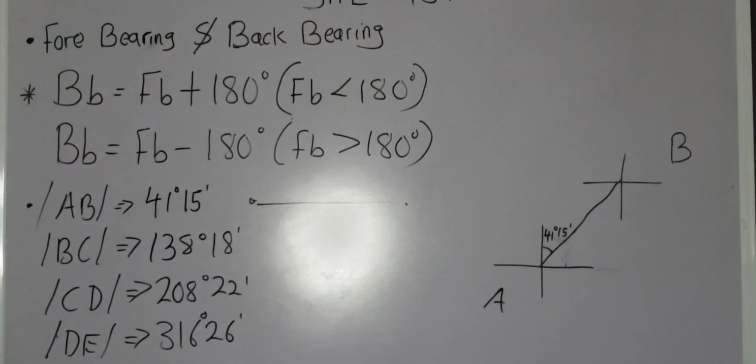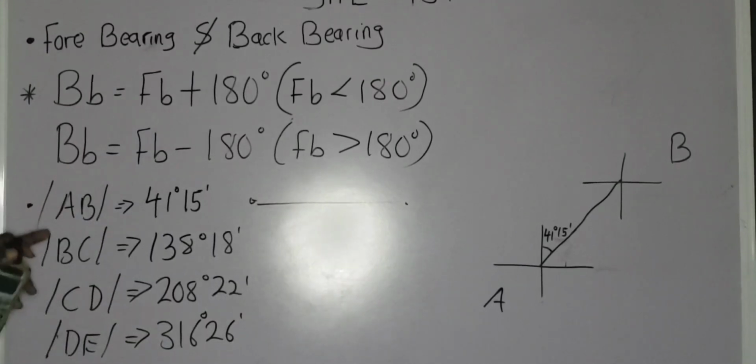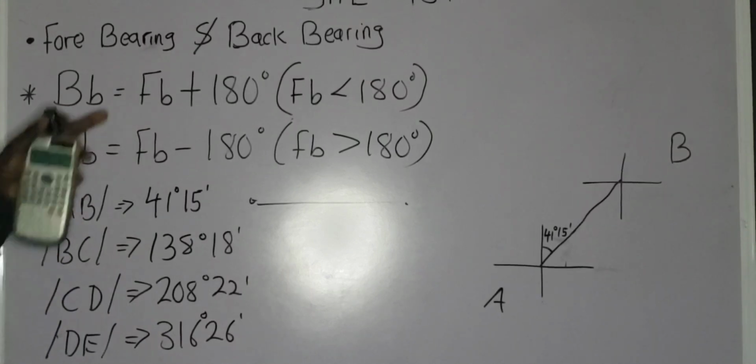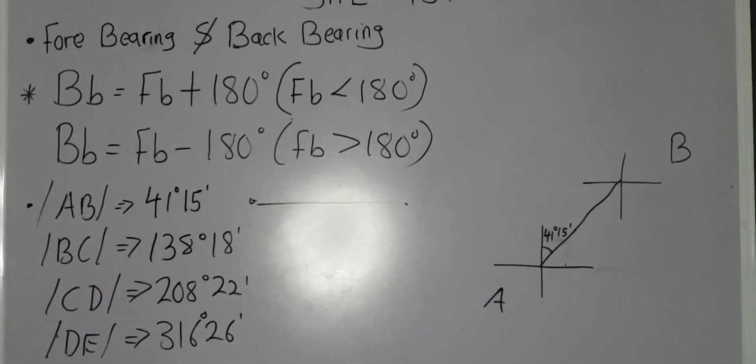Now we are told to calculate the back bearing. Oh, sorry, I'm already dealing with the diagram method. We can actually make use of a formula to simply determine the back bearing of this line. Let's first use the formula method before we proceed to the diagram. Let us first determine the back bearing of line AB using the formula method. Don't forget that the Fore bearing is 41 degrees and 15 minutes. Is 41 degrees and 15 minutes greater than 180 degrees or less than 180 degrees? Yes, it is less than 180 degrees.